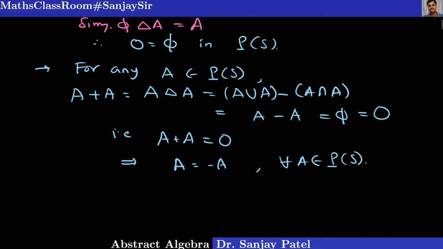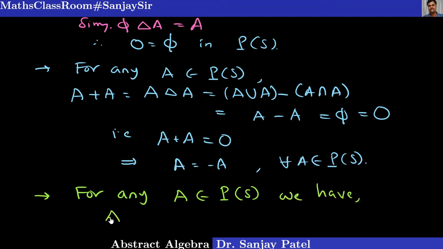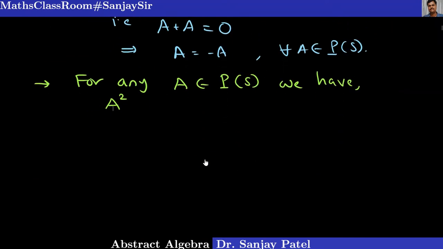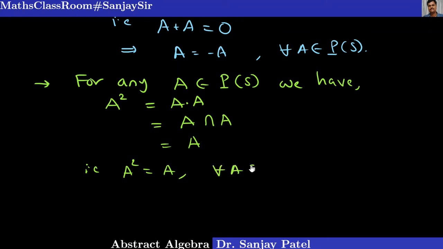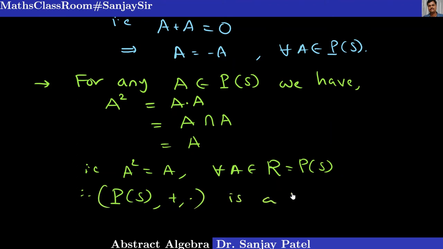Okay. So the most important thing here we want to mention is, for any element A in the power set, that is any element in the ring P of S, we have A square. If I find A square, what is the meaning of A square? A square means A multiplied by A in a ring. And what is the operation of multiplication in this particular example? It is intersection. So A intersection A, and that is equal to A. So we have A square is always equal to A for every A belongs to the given ring, that is P of S. So I can say that this P of S, comma plus, comma dot is a Boolean ring. So this is another example of a Boolean ring.